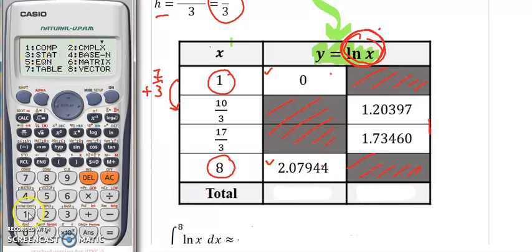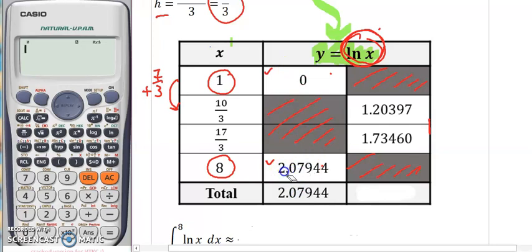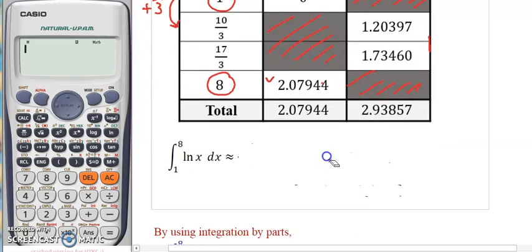So 0 plus 2 point something, I believe you don't have to press the calculator. We know the result is 2.07944. On the other one, maybe you can press your calculator. I'm not going to show you the way of pressing. You just manually key in these two numbers here and add up. So I will have the answer as follows. Once I get this result, I apply the trapezoidal formula to solve the question.